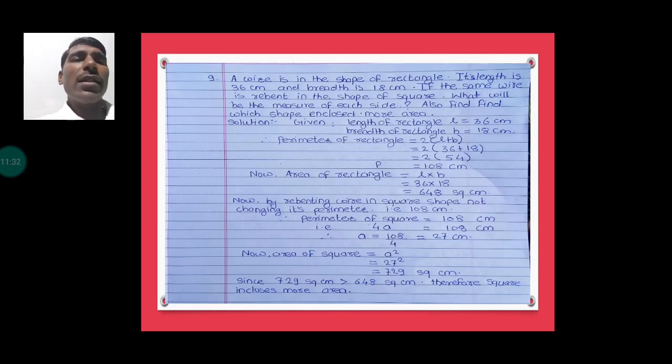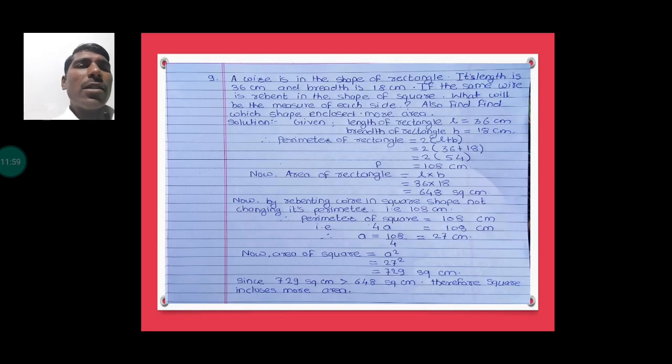Also find which shape encloses more area. Okay, also we have to find which shape has more area, which shape covers more area. So let's start the solution. Given, length of rectangle L is equal to 36 centimeter. Breadth of that rectangle is 18 centimeter. These are the given things we have written.